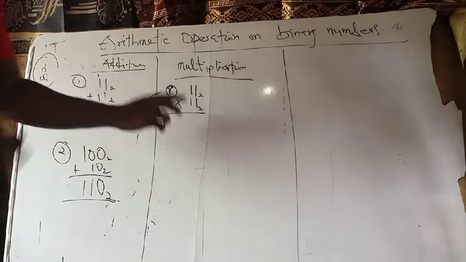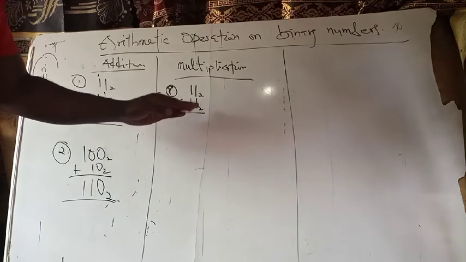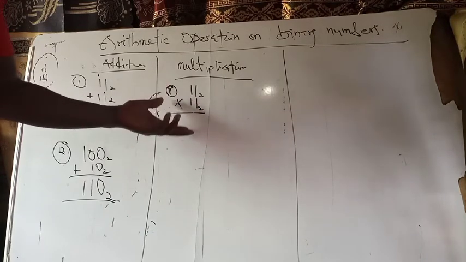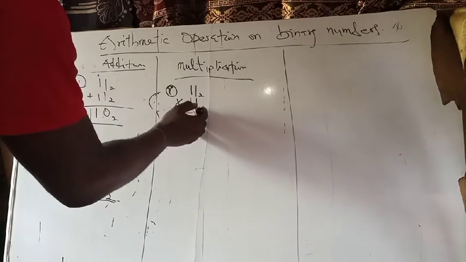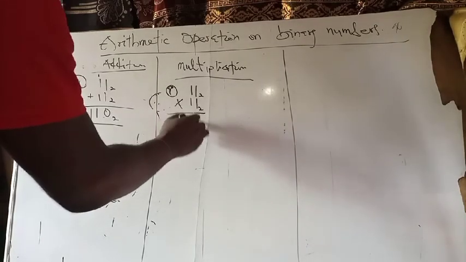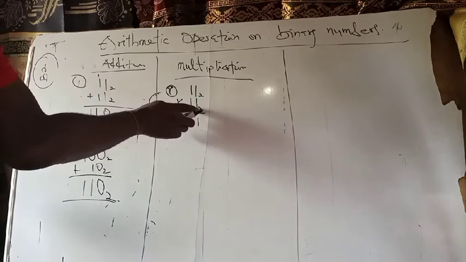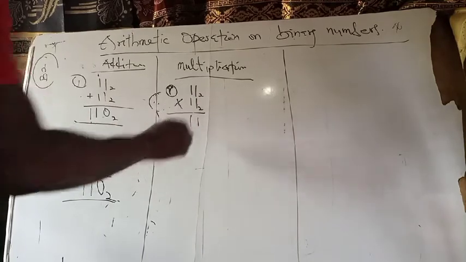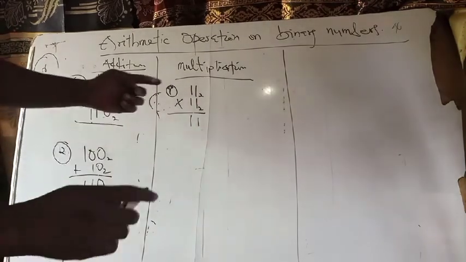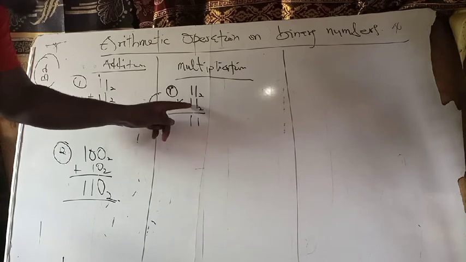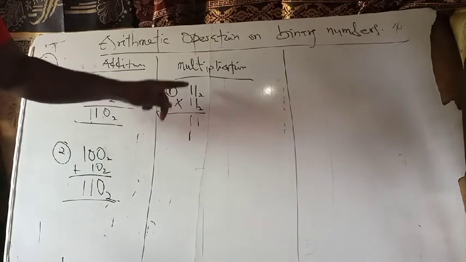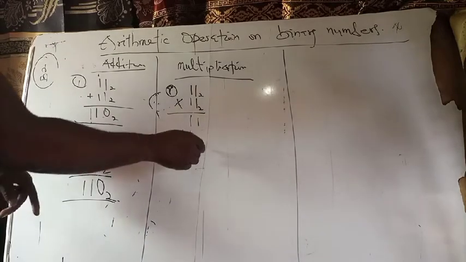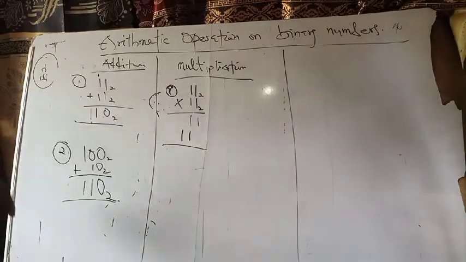We are going to treat this the way we usually do our normal multiplication. So 1 times 1 is what? Is 1. Then 1 here times this one here is what? Is 1. Let's not forget, we pick the second one here. 1 times 1 here is 1. 1 times 1 here is what? Is 1. Okay. So let's now add.